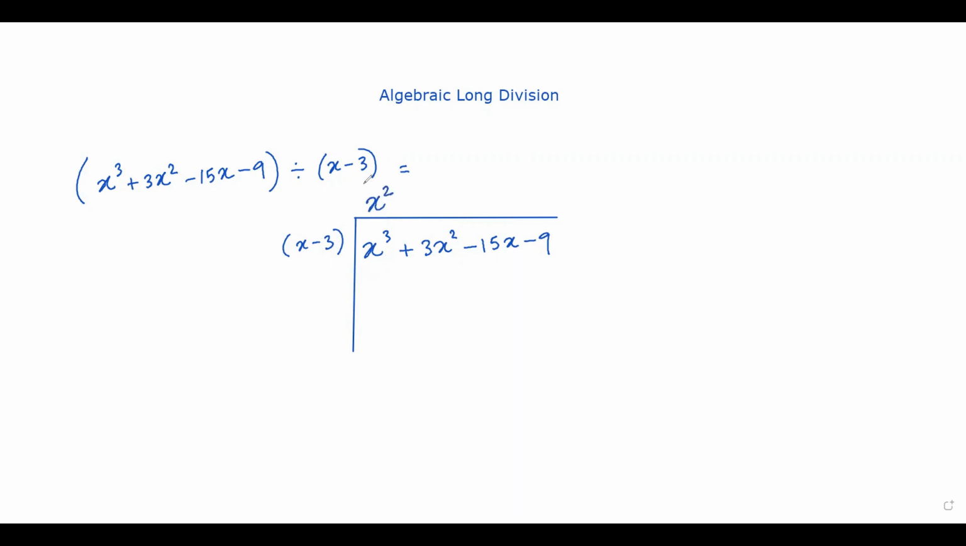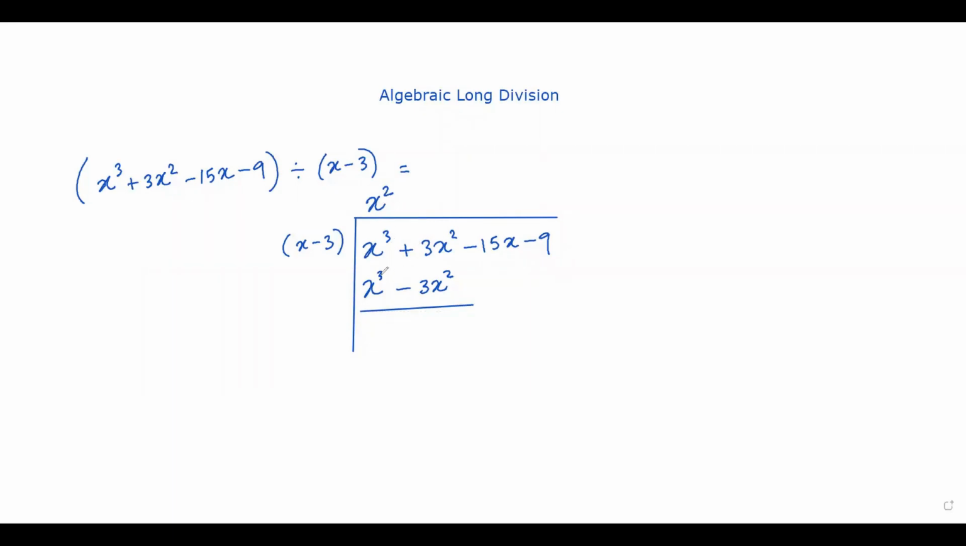Now what we do is, we multiply this x squared with this x and write it underneath the x cubed. So if I do x squared times x, I get x cubed. Now I cannot stop there, I have to take into account the minus 3. I multiply x squared with the minus 3, so I get minus 3x squared. So now I need to do the subtraction. I'm trying to write as neatly as I can because I do not want to make a mistake as I go along. So now I would subtract.